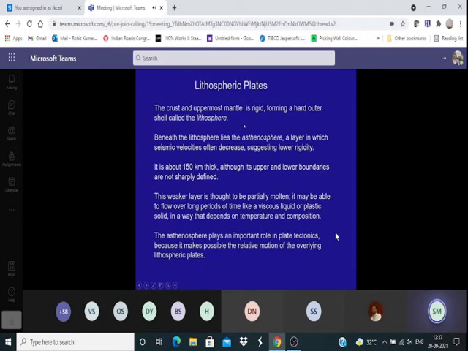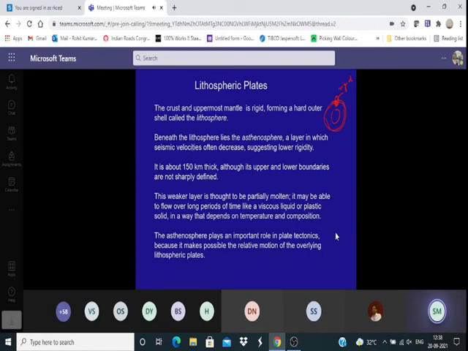So the lithosphere contains both the crust and the uppermost mantle. It means that if this is the crust and this is the mantle, then this portion, which is rigid, is the plate. And beneath the plate is the asthenosphere, which is of lower rigidity. So the very hard, highly rigid layer is here, and it tries to float on this.